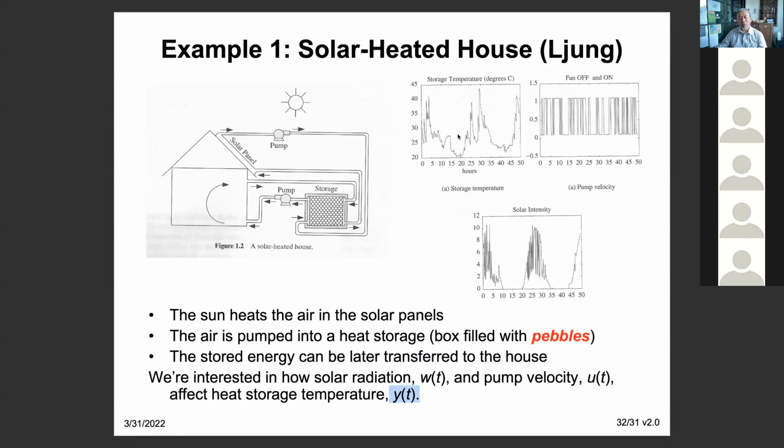That's why we capture the data of the storage temperature, which is here, which is a lot of pebbles here, and then a fan on and off, which is the pump velocity, and then the solar intensity, which is the solar panel.